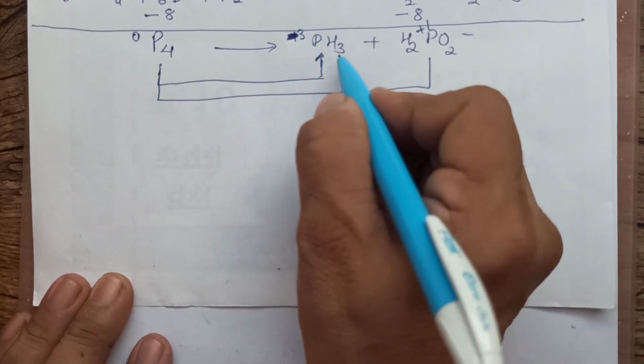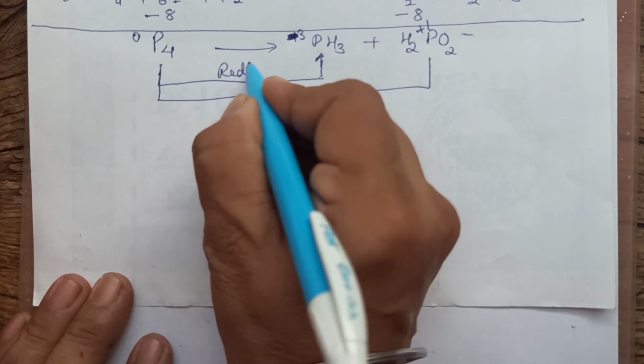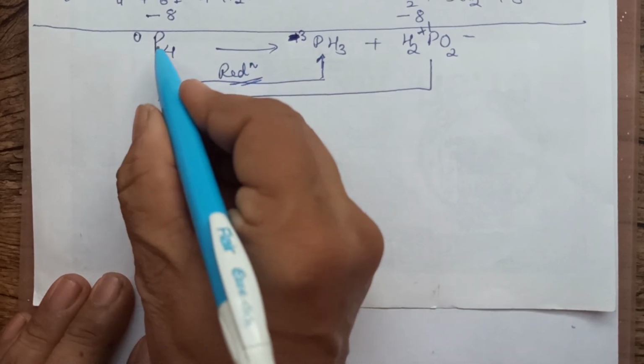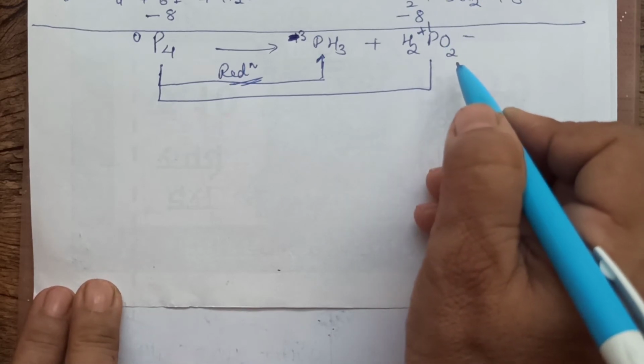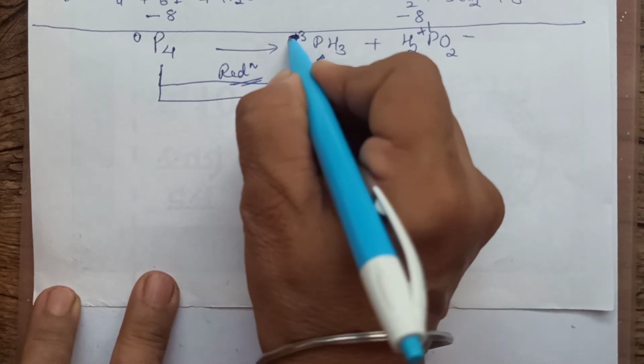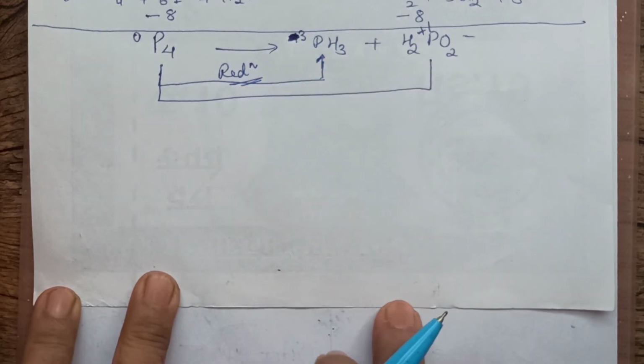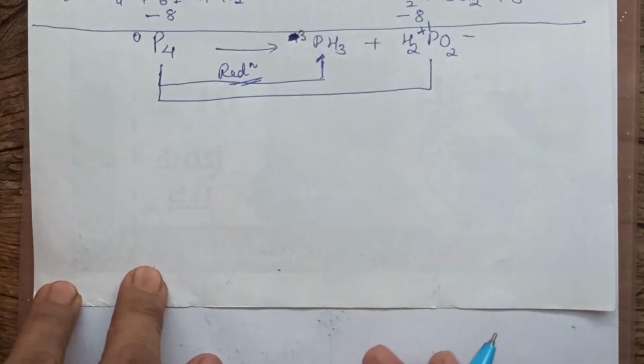So P4 forming PH3 is reduction. P4 forming this +1 oxidation state is oxidation. Okay. So this was -3. I hope you made that correction. It was not plus 3. This is more electronegative, right?